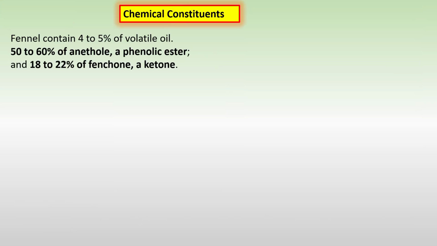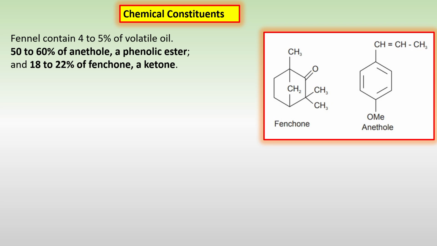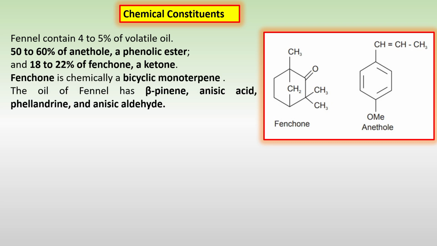Chemical constituents: fennel consists of 4 to 5% of volatile oil, 50 to 60% of anethole, a phenolic ether, and 18 to 22% of fenchone, a ketone. So anethole is a phenolic ether; you can see it is shown as a methoxy group. Anethole you can have separately. And fenchone, you can see the structure, it is a ketone. It's a bicyclic ring structure. Fenchone is chemically a bicyclic monoterpene.